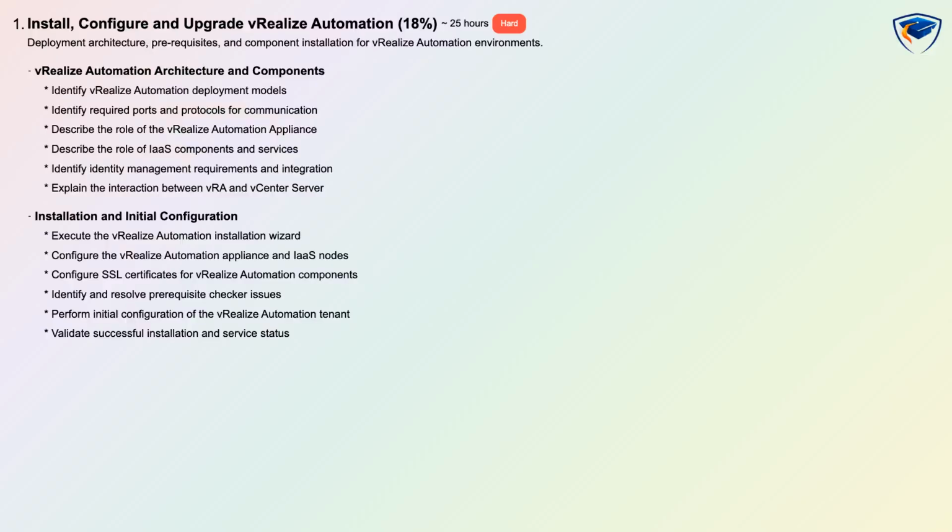You will learn vRealize Automation deployment models, required ports and protocols, the role of the vRealize Automation appliance and IaaS components, and how vRA interacts with vCenter Server. The domain also covers the installation wizard, configuring appliances and IaaS nodes, SSL certificate configuration, resolving prerequisite checker issues, and validating tenant configuration and service status.